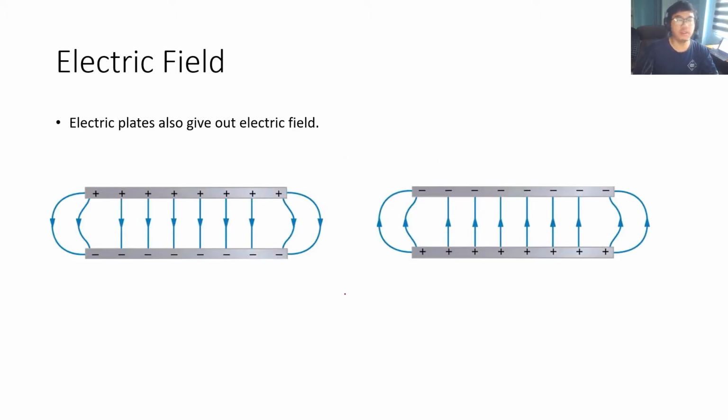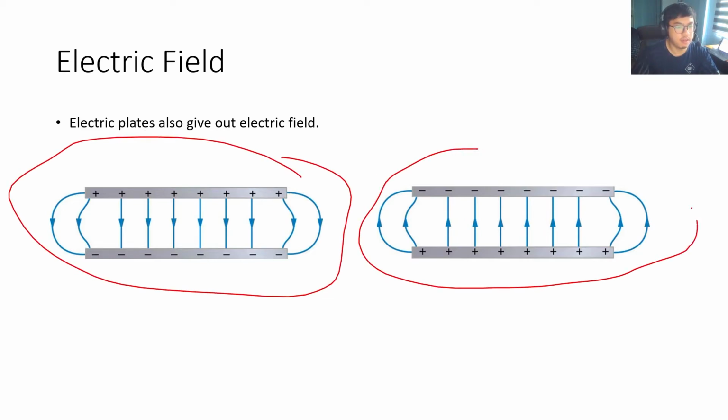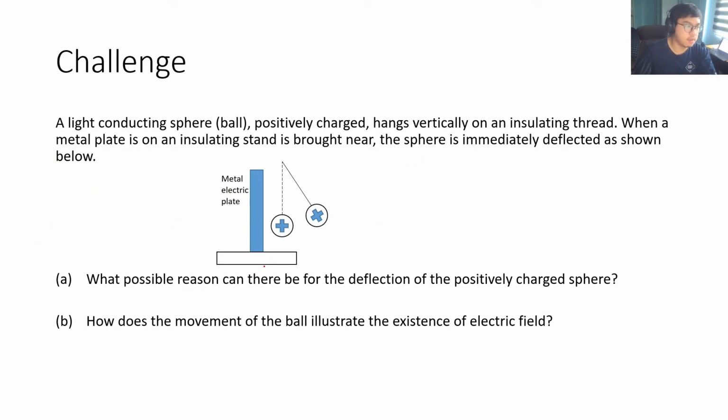If you have two electric plates, that means two metal plates that are charged, so if you have a positive and negative, it will look like this. If you have a negative and positive, it will look like this. And the rule still applies. The field lines point away from the positive charge, and then point towards the negative charge. So let's do an example question.